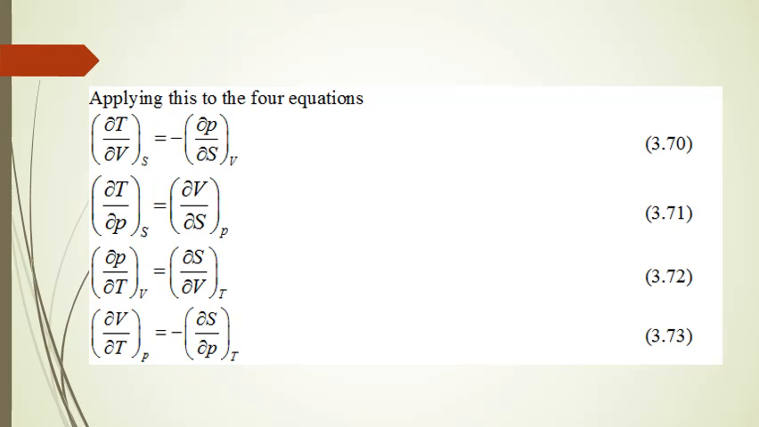(∂T/∂V) when S is constant is equal to minus (∂P/∂S) when V is constant. (∂T/∂P) when S is constant is equal to (∂V/∂S) when P is constant. (∂P/∂T) when V is constant is equal to (∂S/∂V) when T is constant. (∂V/∂T) when P is constant is equal to minus (∂S/∂P) when T is constant.